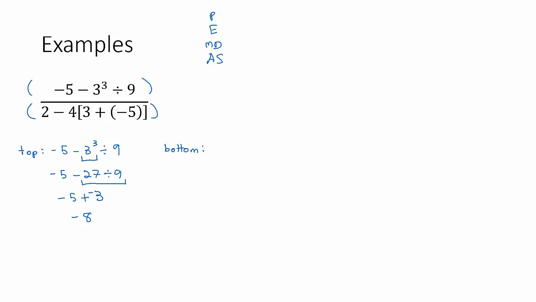Now on the bottom, we've got 2 minus 4 times 3 plus negative 5. And we have to do those parentheses first. So we have 2 minus 4 times 3 plus negative 5 is negative 2. And I'm going to be careful here. That's negative 4 times the parentheses. It should still be negative 4 times what's in the parentheses. Don't change that to subtraction. Negative 4 times negative 2 is positive 8. So we have 2 plus 8, which is 10.